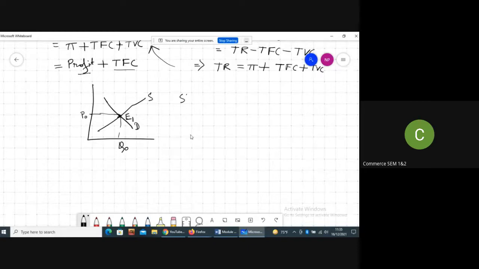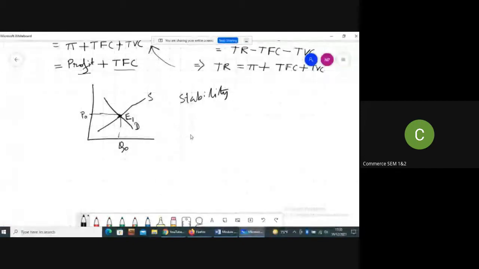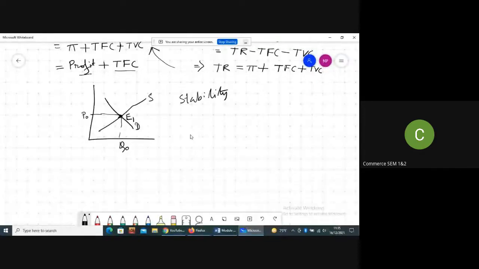Now what does stability mean? This point E0 will be a stable equilibrium if, due to some reason, we move away from this equilibrium point, and due to market forces we come back to this equilibrium point automatically. Then we call it a stable equilibrium. And if we do not come back automatically to this point again, then we call it an unstable equilibrium.